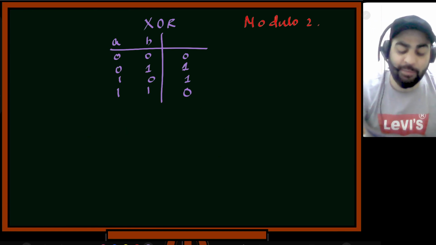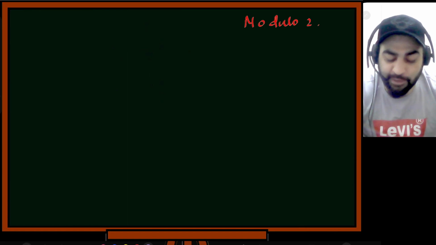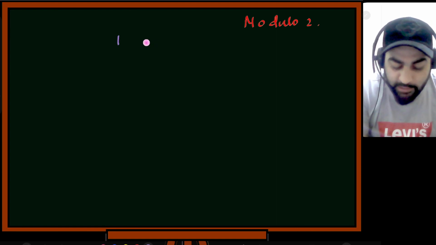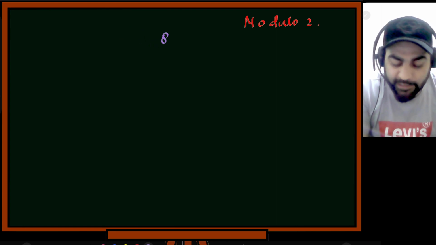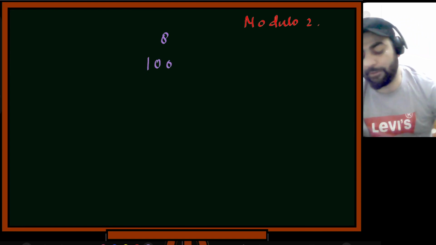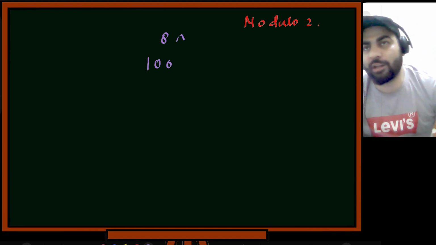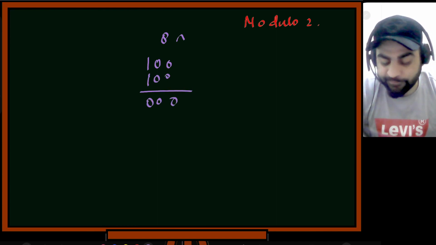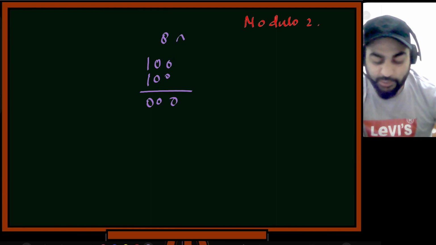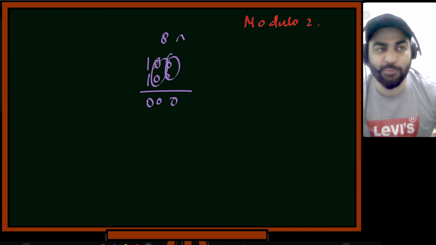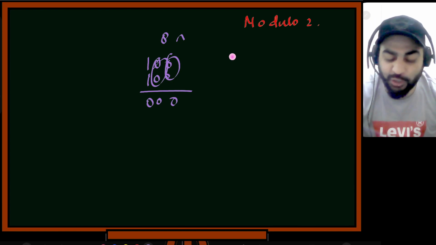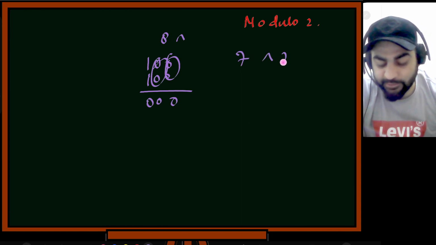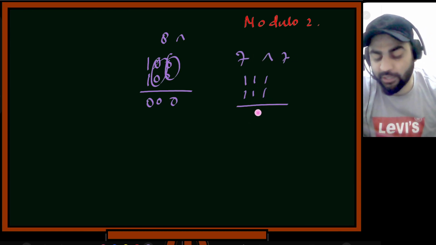So now, why am I telling you this? Let's suppose we have a number, let's take the number 8. 8 will be represented by 1, 0, 0, 0 in binary. If I XOR this number with 8, I'll get 0, because I told you that this is a modulo 2 gate. If I XOR two numbers which are the same, let's suppose 7 and 7, so 1, 1, 1 XOR 1, 1, 1, it will be 0.